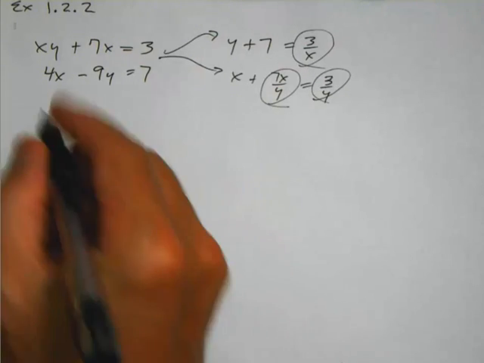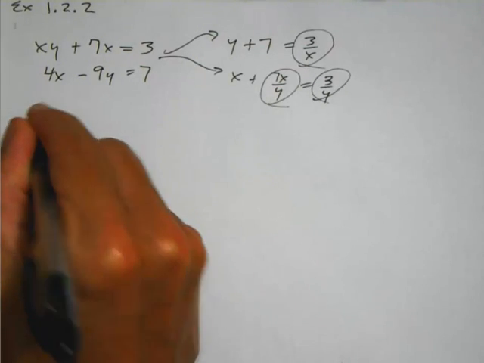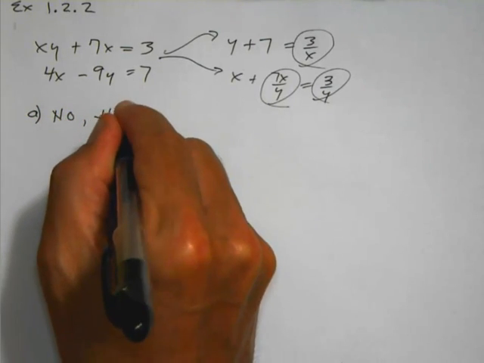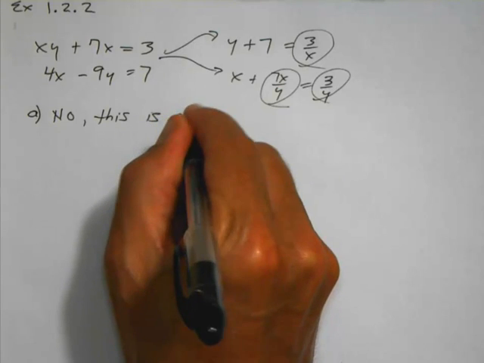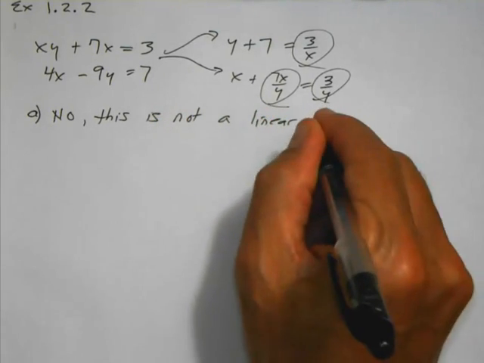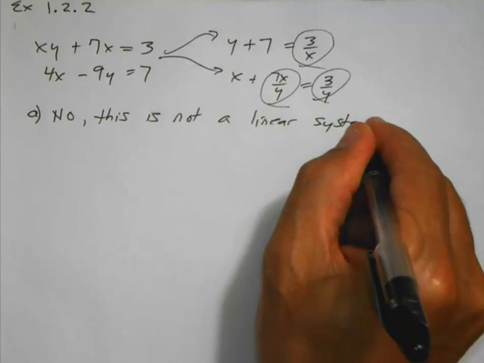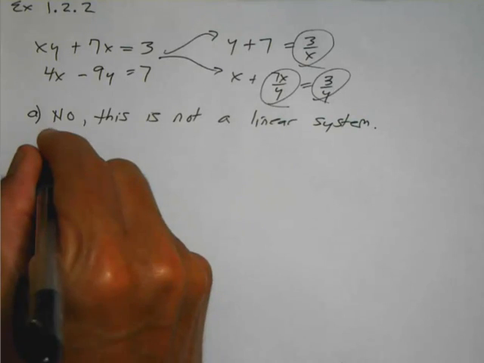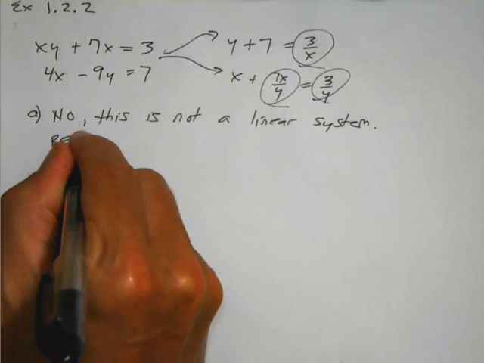We can write here for part A that no, this is not a linear system. We're supposed to explain why. Okay, so here comes our reason.